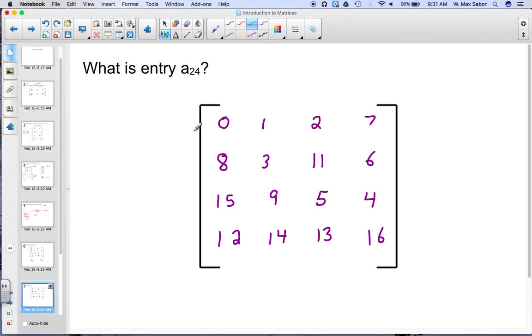What is entry a 24? So we want the second row and the fourth column, 1, 2, 3, 4. These are all measured from the top left. So this is the first one, second one, this is first, second, third, fourth. So 6. We would say a 24 equals 6.